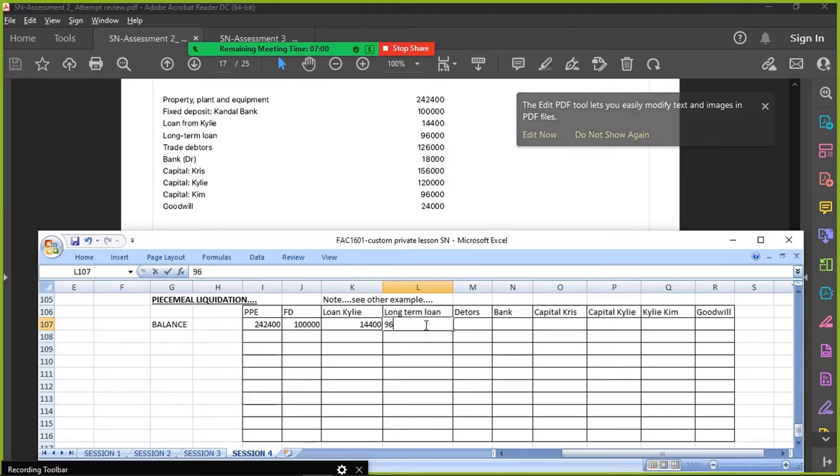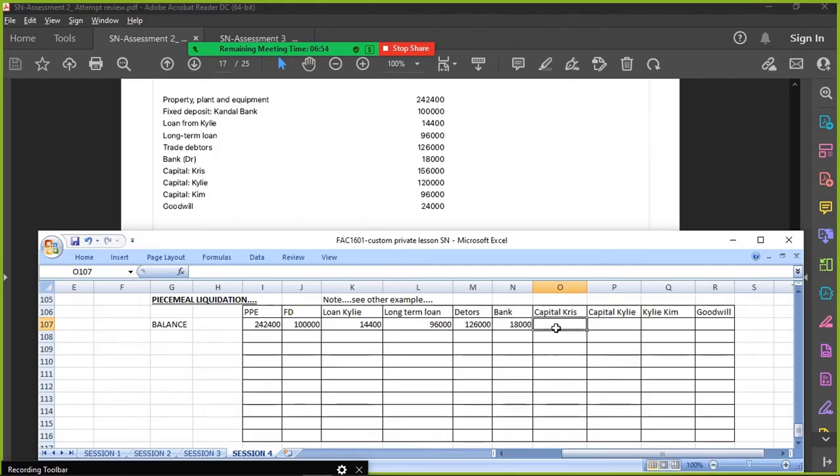14400 96 126. Okay, all right, so those are the balances that you have.